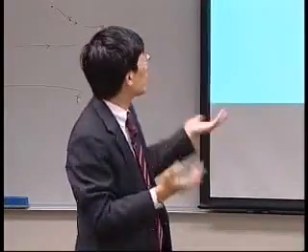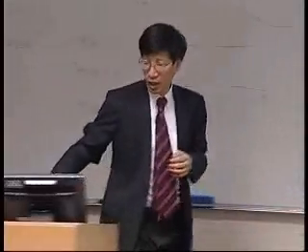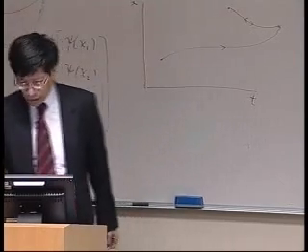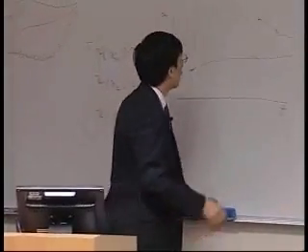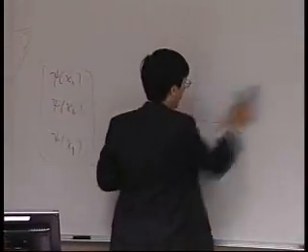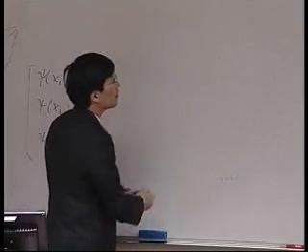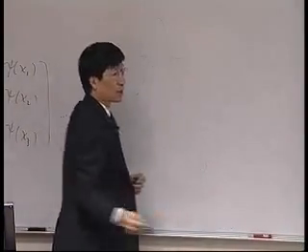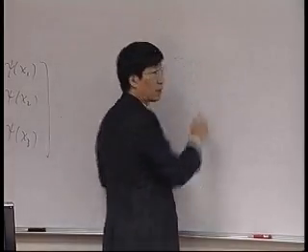What happens? Well, in this case, that's trivial, because you just scale it by x prime equals x over square root epsilon. You get back an integral like this, right? So you find that this is the original square root of pi times epsilon to the 1 half. Now, you can understand this very easily by just drawing a picture, because if you look at that Gaussian, what is the typical width of that Gaussian? It is obviously square root epsilon, right?